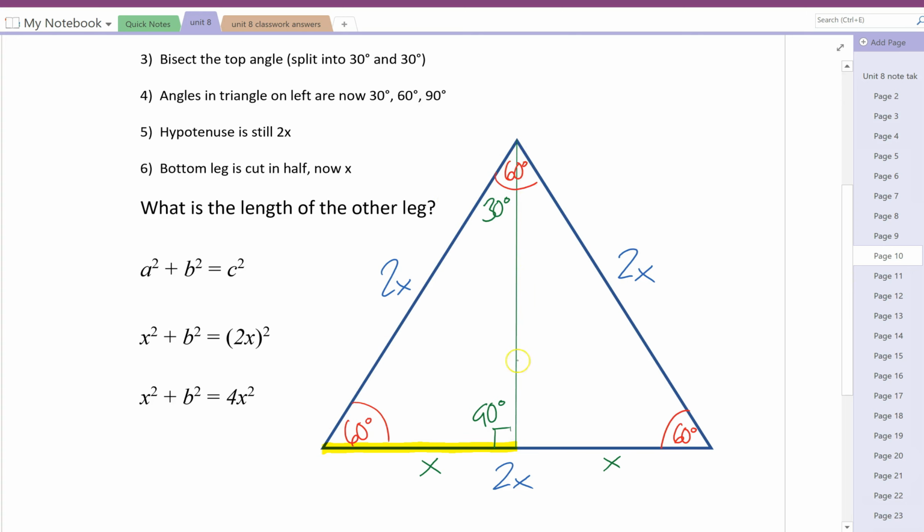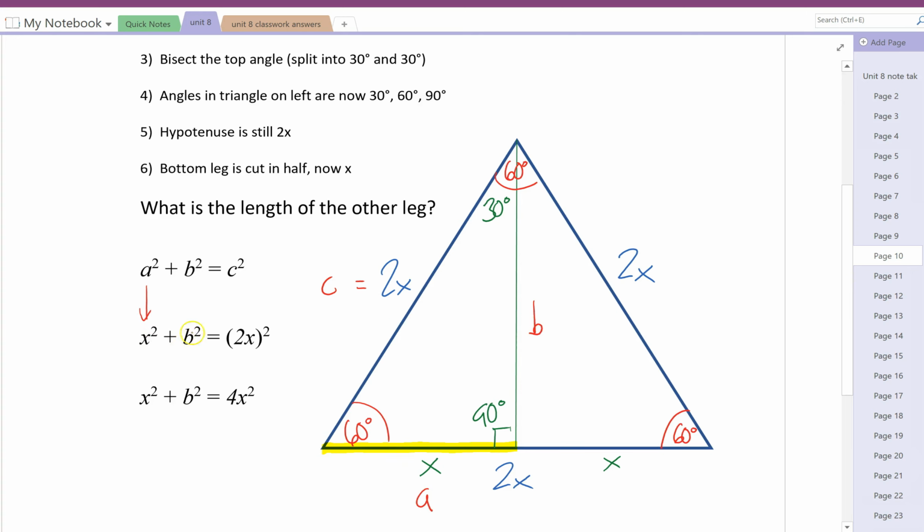If I start substituting things in, A, remember, was just x, so I'd have x squared. B is the one I don't know yet, so I'm just going to call it b squared. And then C is this 2x right here. So I've just substituted things in to the Pythagorean theorem that I know about my triangle. So I have x squared plus b squared equals 2x squared.